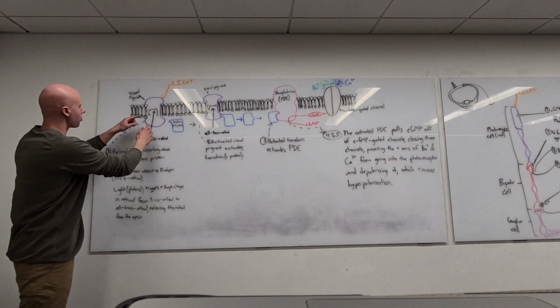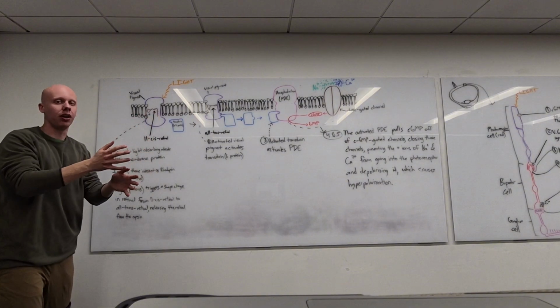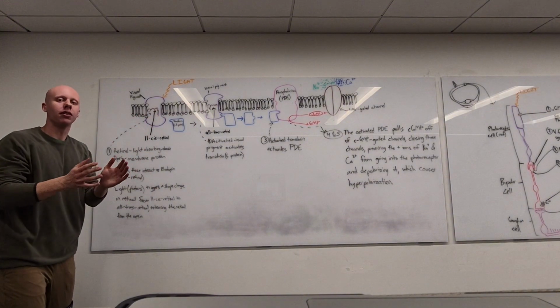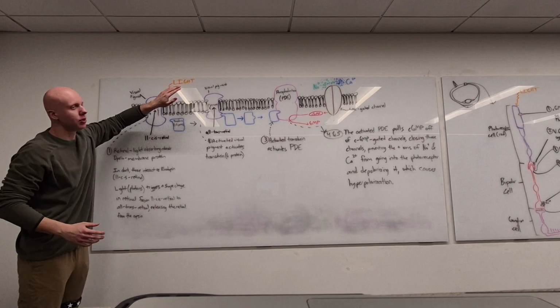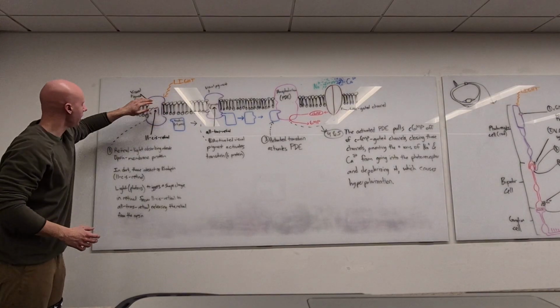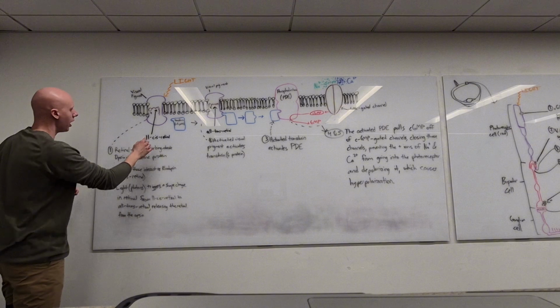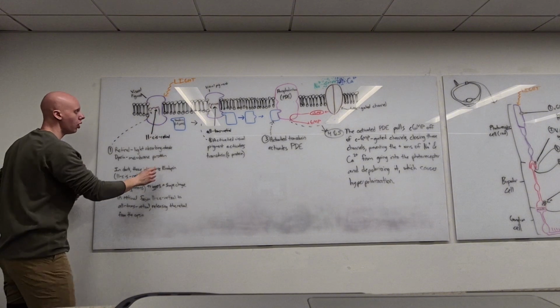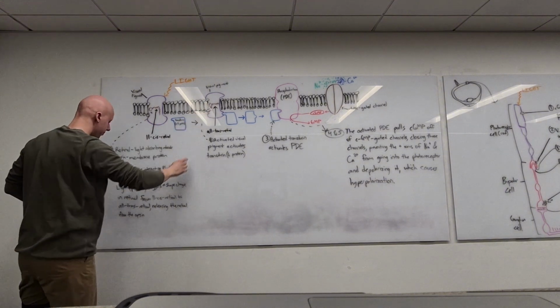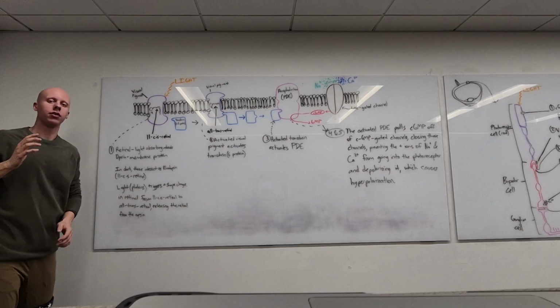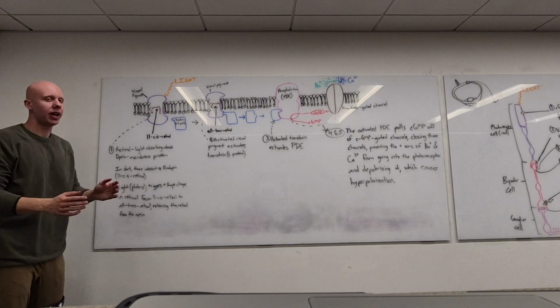And in order to disrupt this and change the configuration of it, you need energy, you need photons. And this is exactly what the light brings. So when the light hits this, it triggers a shape change in the retinal from 11-cis retinal to all-trans retinal, releasing the retinal from the opsin. All right, so that's step one.